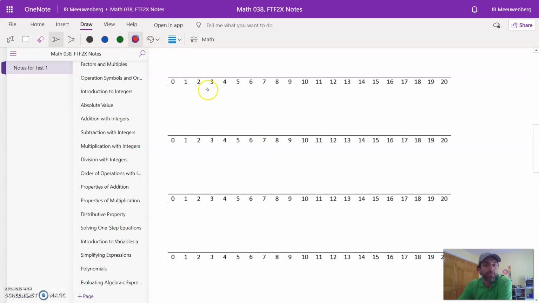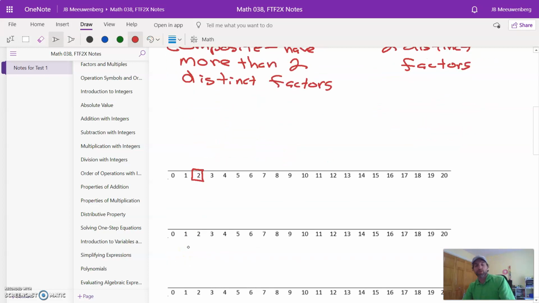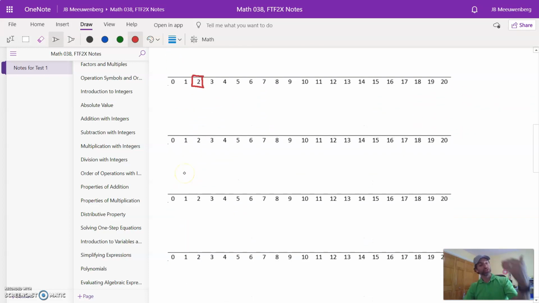2 is the first prime number. Because why is 1 not a prime number? See if you can come up with that answer and then come back to that. 1 is not a prime number because it only has one factor. 1 times 1. Remember, a prime number has to have two distinct factors, two different factors. So 2 is the first prime number. 1 is not composite or prime. It's neither. So for prime numbers, we start at 2.